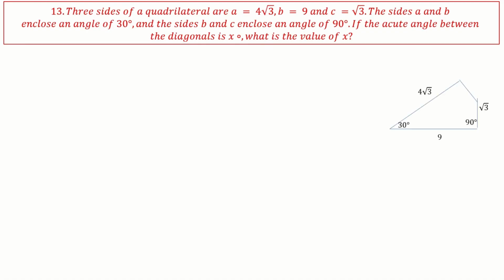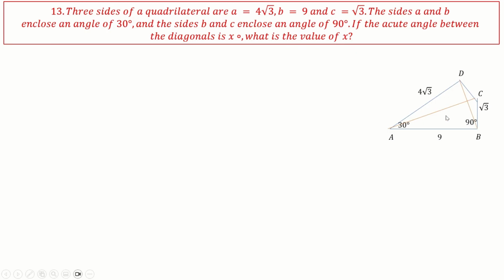Okay. So this is what the given information is. There are three sides given, and two angles are given between those lines. Now my AB is 9, BC is root 3, AD is 4 root 3, and the angle between AD and AB is 30 degrees. The angle between AB and BC is 90 degrees. This is the given information. The diagonals are in the orange or red color here. We need to find the angle between these two, whichever is the acute angle.